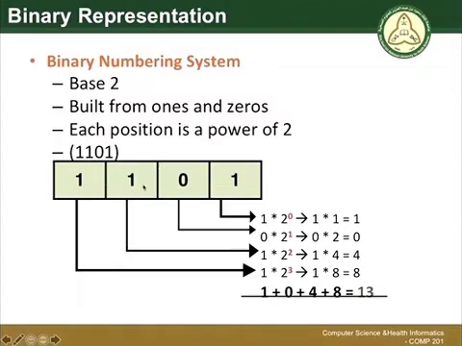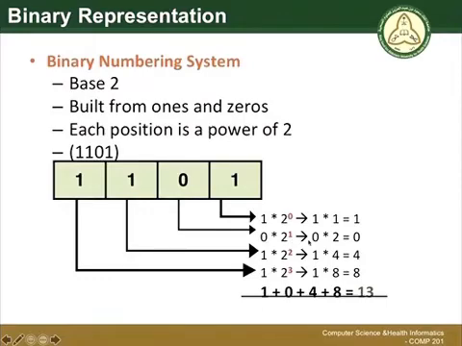So this is the number. I'm going to go from right to left. From the right, the first bit is 1, and I would say 1 multiplied by 2 to the power of 0. 2 to the power of 0 is 1, so 1 multiplied by 1 equals 1. Then I go to the second digit from right to left. It's in the second position, so it's going to be 0 multiplied by 2 to the power of 1, which is 0 multiplied by 2.